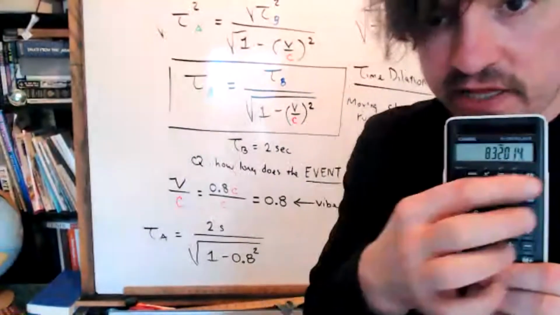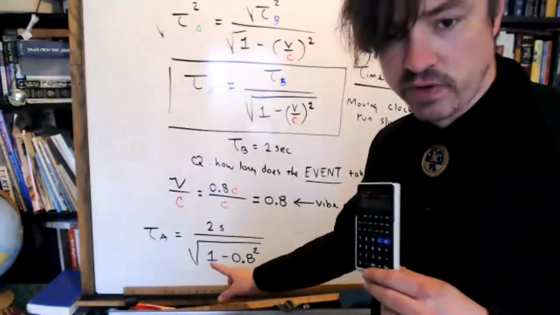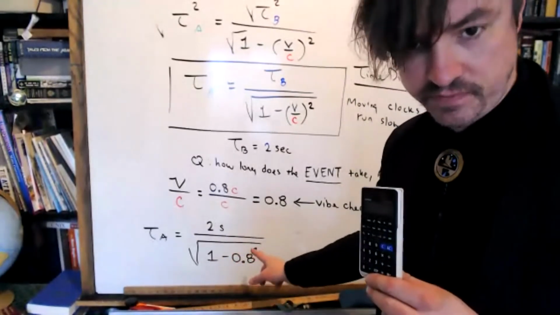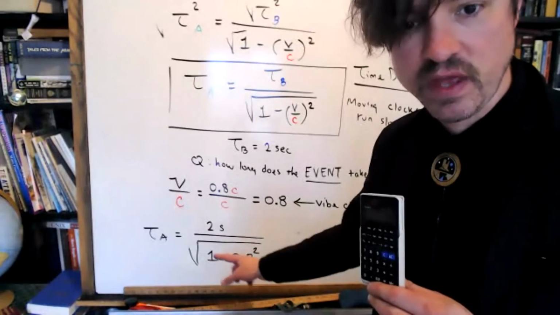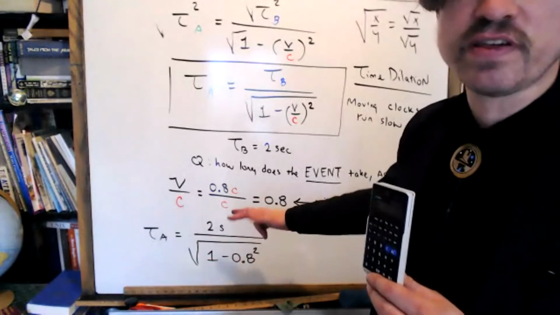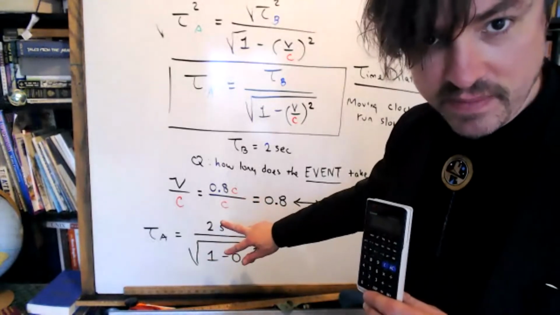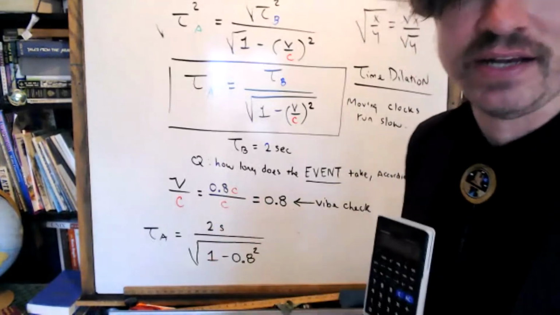Okay, let me explain the concept before we punch it. What we're going to do is we're going to plug in this stuff first, and we're going to hit equals. Then we're going to take the square root. Then we're going to take the reciprocal to flip it to the bottom, and then we will times it by 2.